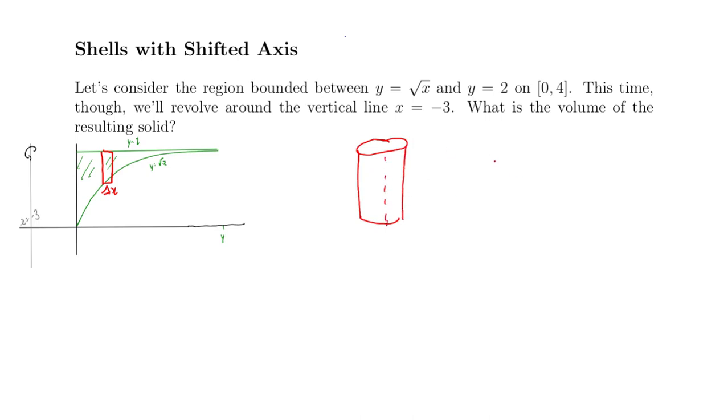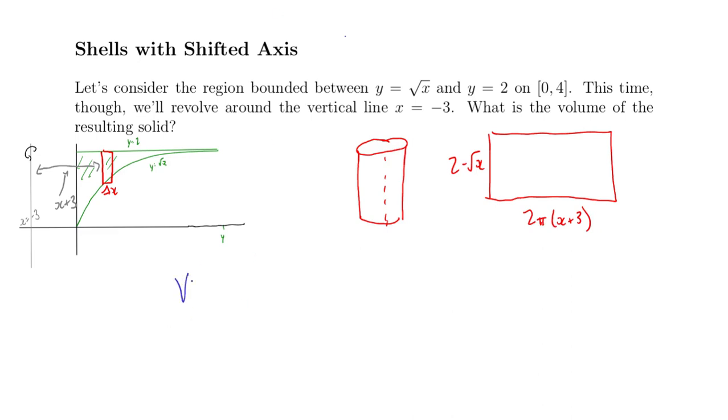When we cut this thing open, we're going to get a nice rectangle where the height is going to be the height of our bar here, which is just 2 minus the square root of x. And the width of our rectangle is going to be the circumference, which is going to include a radius. But now notice the radius of our cylinder starts all the way down here at -3 and goes up to this x value. So this is really x plus 3. So we have our circumference, 2 pi times the radius, 2 pi times x plus 3.